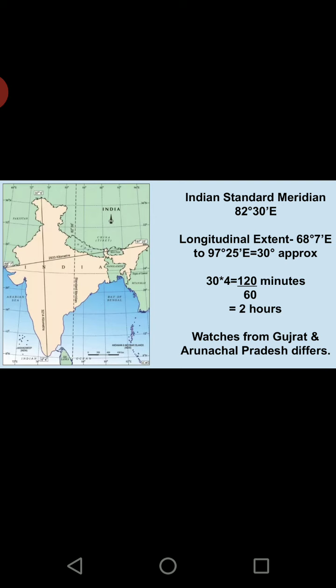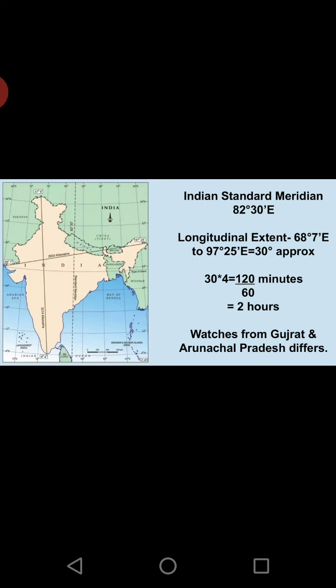Now if one longitude takes 4 minutes, how much time will be taken by 30 longitudes? Obviously, it is 120 minutes. Let us convert it into hours. Divide it by 60 and you get the answer, that is 2 hours. That means if I go with the timings shown by the particular longitude at each place, we will find different timings all over the country.